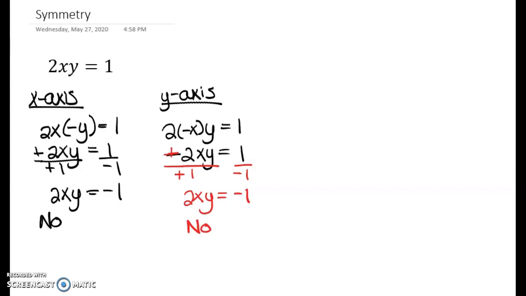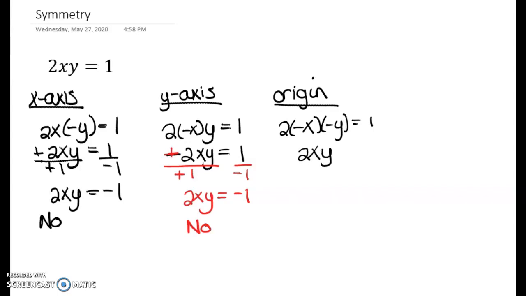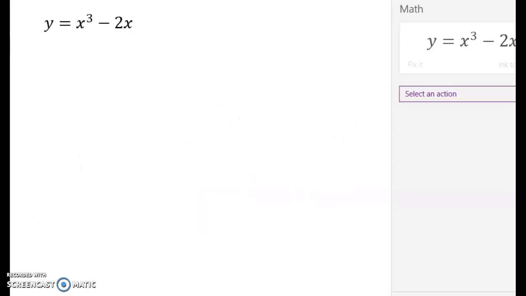And finally, let's try this for origin symmetry. In this case, you're going to replace both of them. When we multiply the two negatives, this becomes a positive 2xy. And look at that, we are back at the same equation. So this one is symmetric to the origin only. Okay, let's try another one.